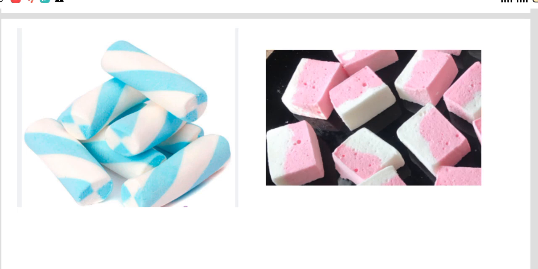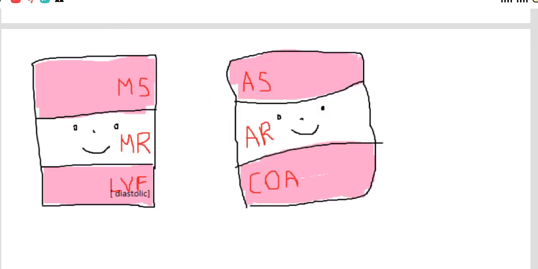Now you are allowed to go and discuss the steps of evaluating marshmallows. Okay, so for pink marshmallows, we have 6 steps to evaluate, and for the blue marshmallows we have 8 steps. The 8 steps I divide into 4 main groups. So altogether pink marshmallows 6 things, and blue marshmallows we have 4 main things to decide. In the left side we need to look whether there are any mitral stenosis features, mitral regurgitation features, left ventricular failure features, diastolic failure, or aortic stenosis features, aortic regurgitation features, or coarctation of the aorta.